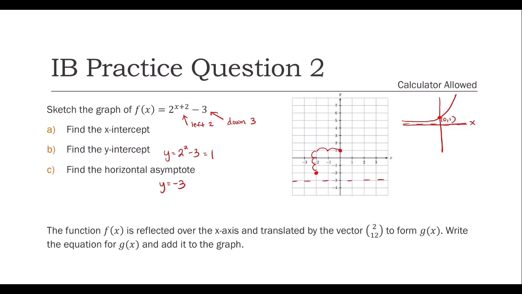And our x-intercept is when y is 0. So we'll have 0 equals 2 to the x plus 2, minus 3. We'll add 3 to both sides to get 3 equals 2 to the x plus 2. We'll take our base of 2 and make it the base of a logarithm. So we get log base 2 of 3 equals x plus 2. So our x is going to equal log base 2 of 3 minus 2. So we can put that in our calculator and get that x is approximately -0.415. So our x-intercept is (-0.415, 0).